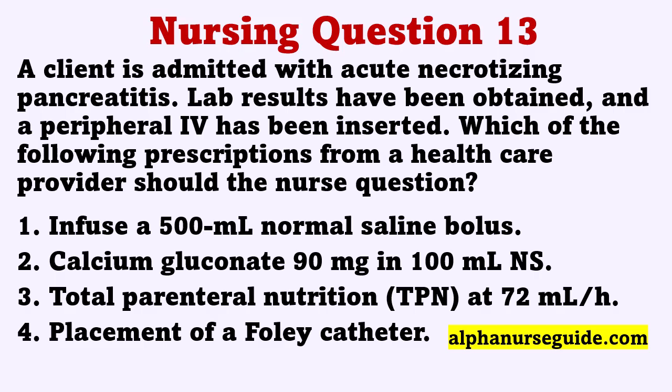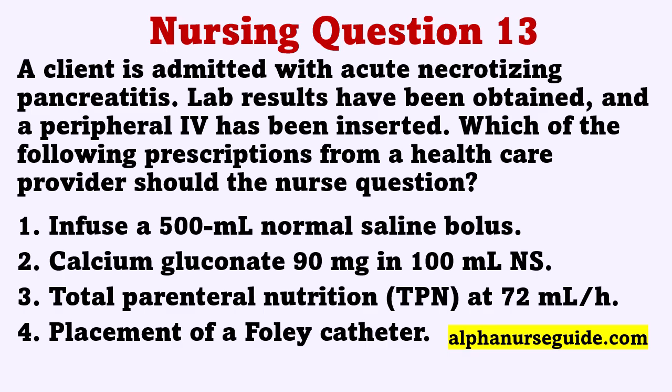A client is admitted with acute necrotizing pancreatitis. Lab results have been obtained, and a peripheral IV has been inserted. Which of the following prescriptions from a healthcare provider should the nurse question? 1. Infuse a 500 ml normal saline bolus. 2. Calcium gluconate 90 mg in 100 ml normal saline. 3. Total parenteral nutrition at 72 ml per hour. 4. Placement of a Foley catheter.